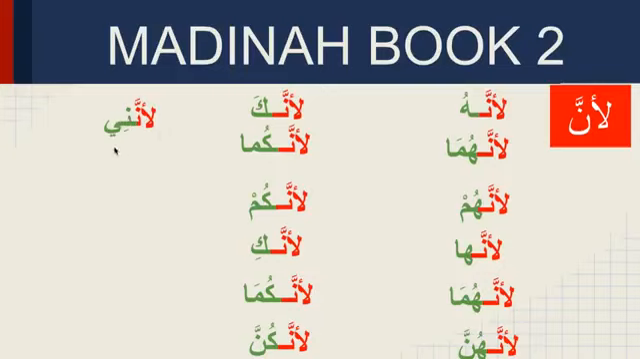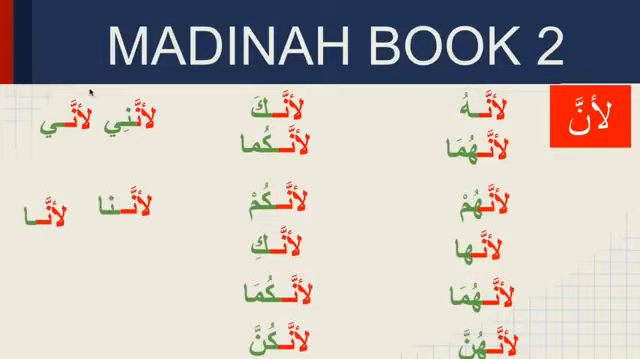There's a name for this called noon wiqaya. We're going to learn it later. So we can say either li'annani or li'anni, so ya mutakallim, because I. And same thing, li'annana or li'anna. So both will be correct.